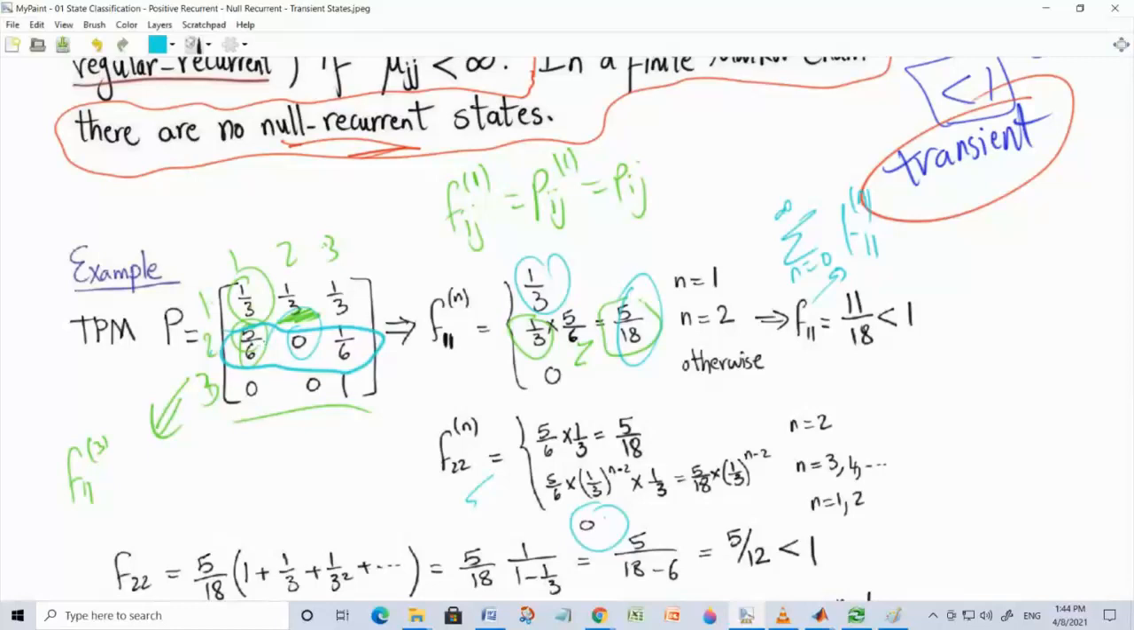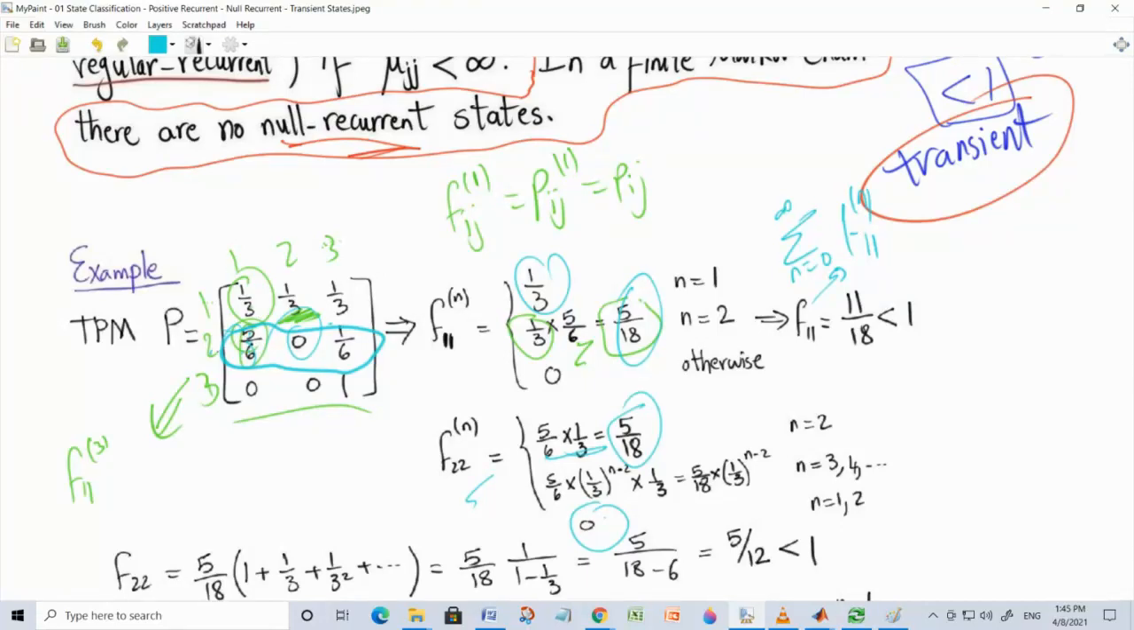So what is the probability of going from 2 to 2 in 2 steps? 2 steps means that you start in 2, and then you don't want to go to 3, it's an absorbing state. So you go from 2 to 1, and then from 1 you go to 2. This would be 5 over 6, the transition probability from 2 to 1, multiplied by 1/3, the probability of making a transition from 1 to 2. And so in 2 steps, it's 5 over 18. What about doing this transition in 3 steps, 4, and so on?